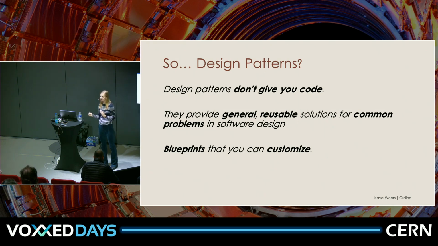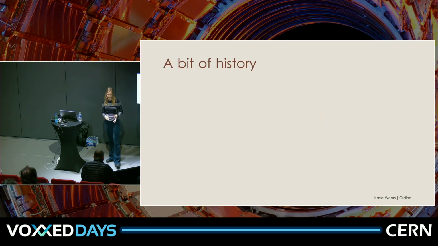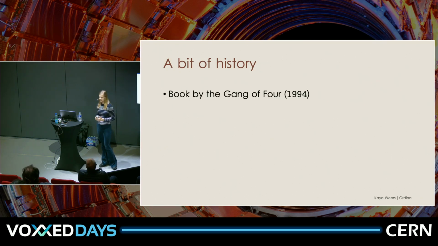But then still, how did we get to those actual patterns? So we have to look a little bit in the history. And as we talked about before, it's about common problems. So there were 4 guys, and they also had seen a lot of software, and they found there were similar problems and also solutions that worked. So they decided to describe them, and they wrote a book about it. So you might know the Gang of 4, and their book is from 1994. And they described 23 design patterns in it.